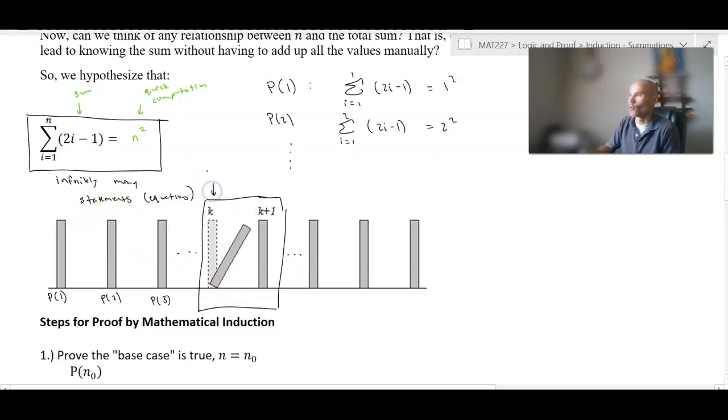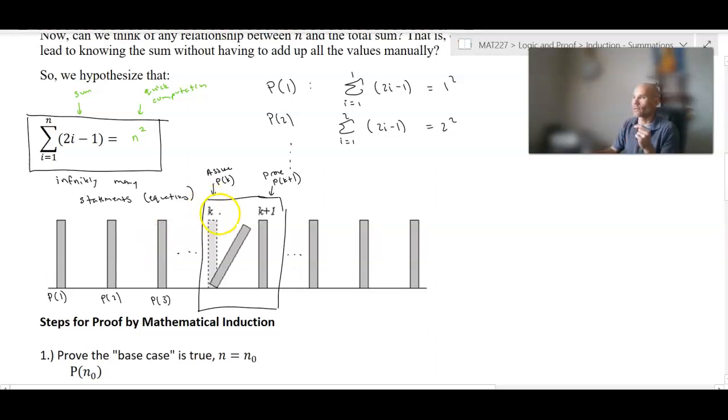Then we assume our statement is true for n equals k. Assume P of k is true. And then prove, based upon that, the next case is true. So what we're doing here is we tip over the first domino, but how do we know that it tips over the next one? And even if it does, how do we know that that tips over the next one, and this goes on in an infinite sequence?